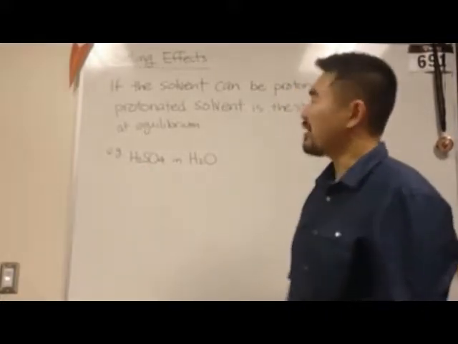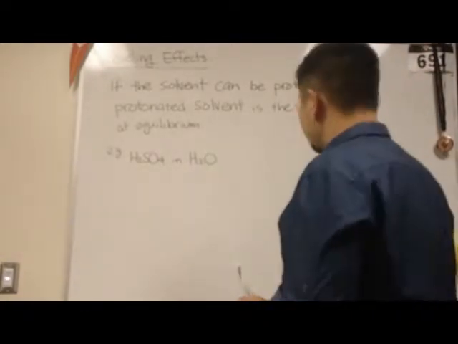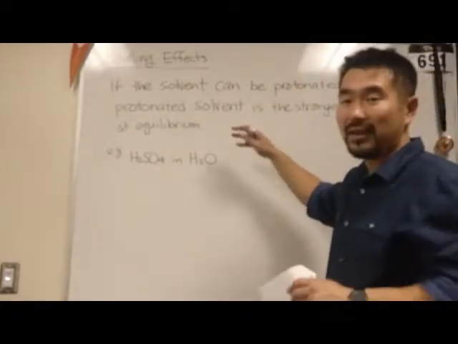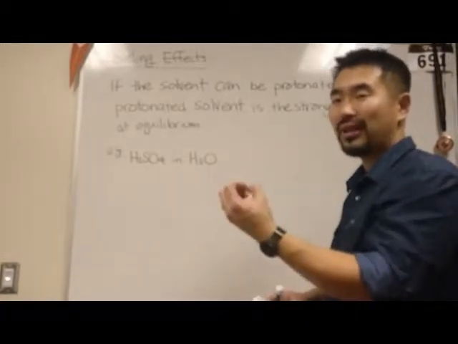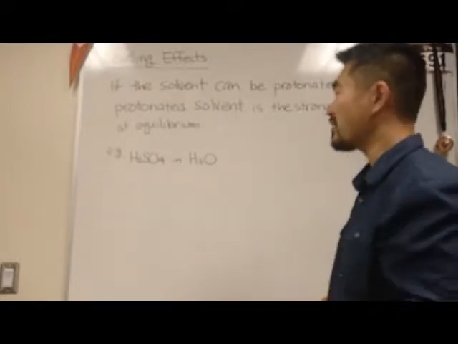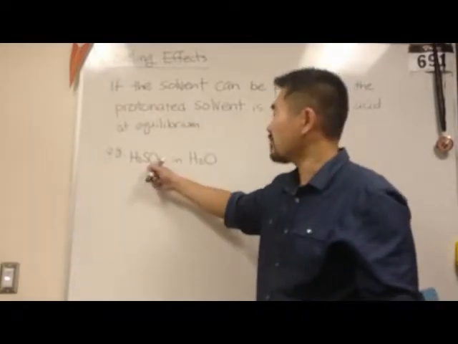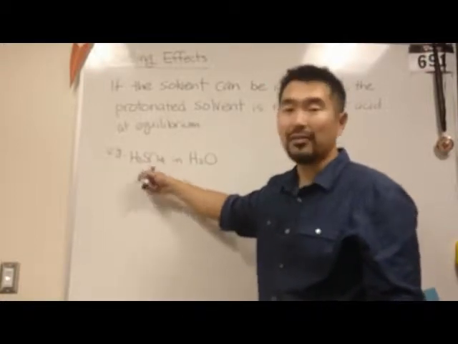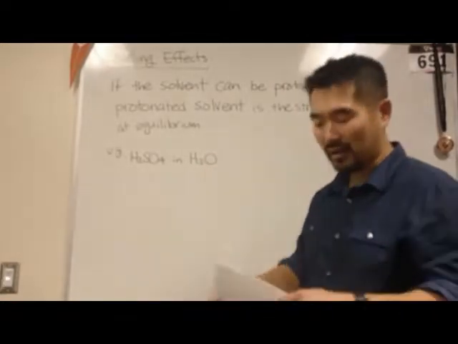But the leveling effect is this: when you dissolve some really strong acid in a solvent, if the solvent can be protonated by that strong acid, that protonated solvent molecule or ion is probably going to be the strongest acid. Once this proton transfer reaches equilibrium, there's not going to be any of the strong acid left. All of the strong acid will have donated its proton to the solvent, so the protonated solvent is going to be your strongest acid.